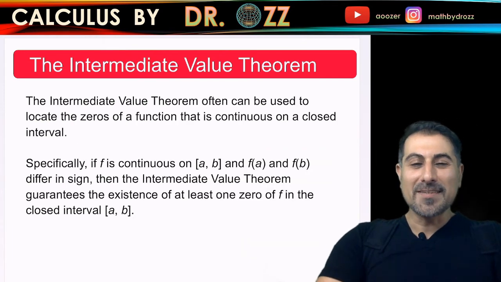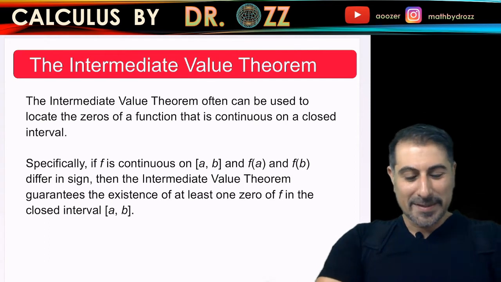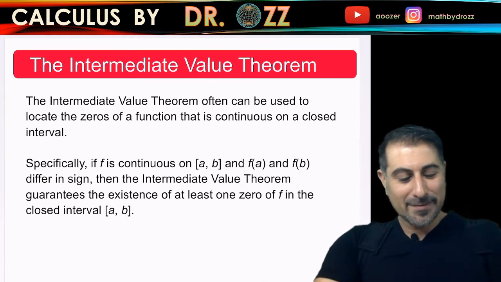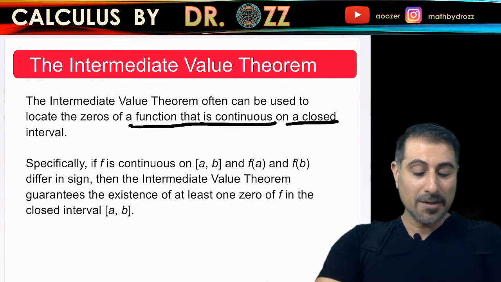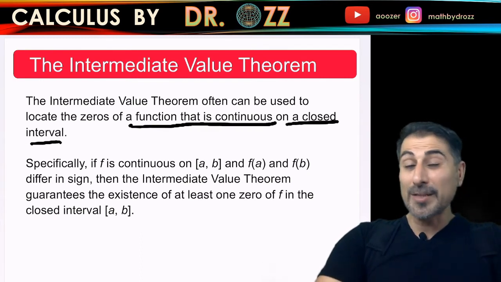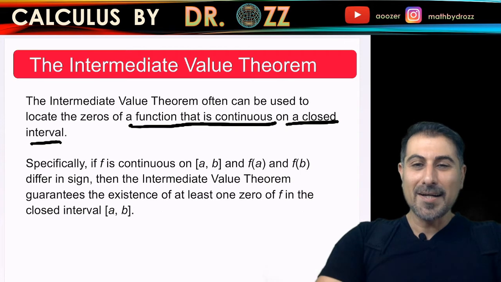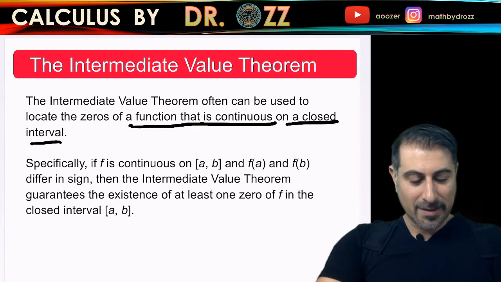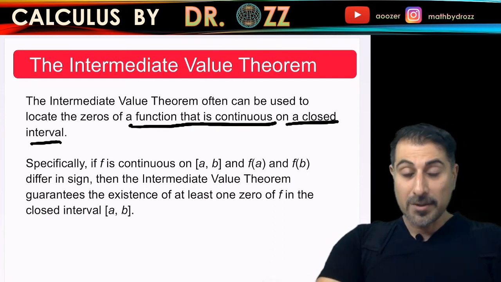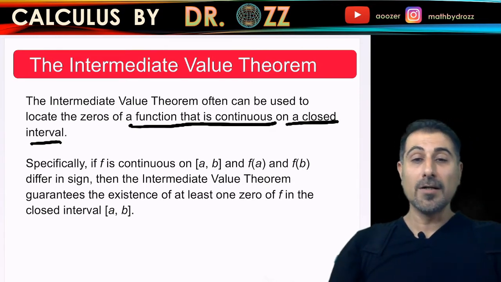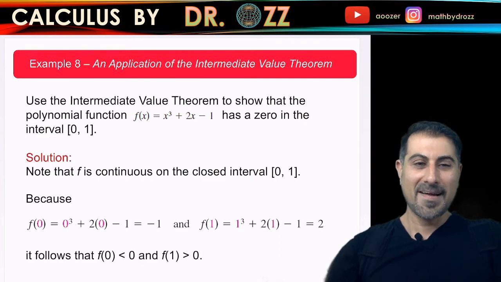The intermediate value theorem has a very cool application in numerical analysis, especially when you have a function which is continuous on a closed interval. And if you want to locate the zeros of that function, the intermediate value theorem is very, very helpful. So here we're going to use the intermediate value theorem to come up with the zero of a cubic function. Here we go.